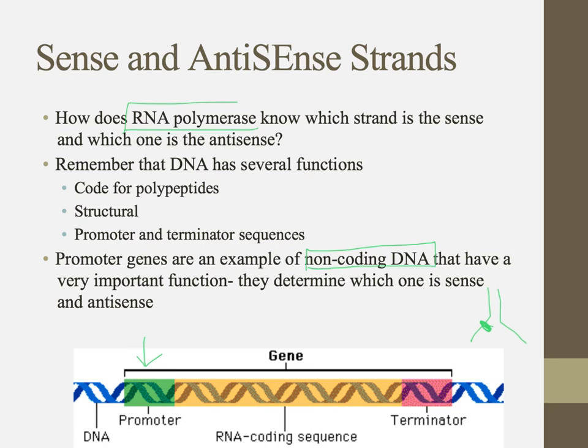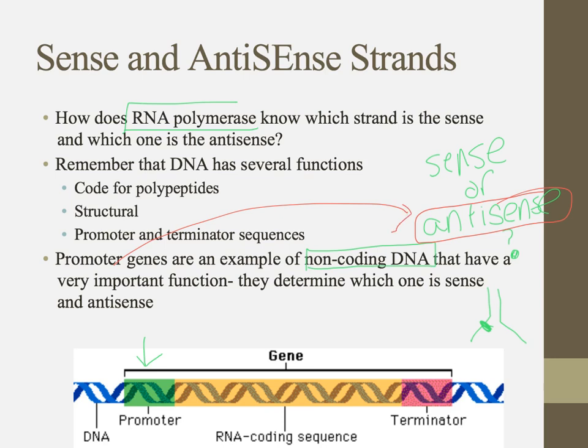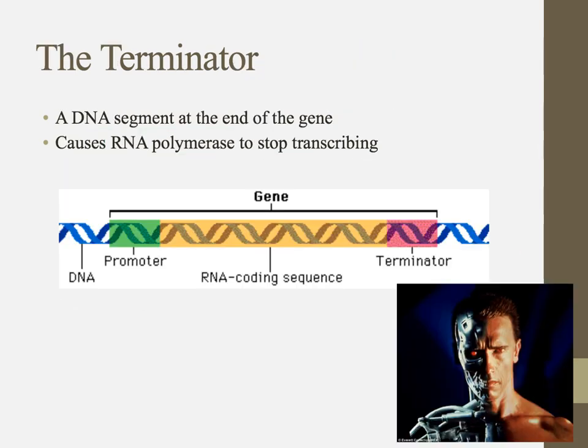Now let's think about this. Am I going to find the promoter on the sense or antisense strand? Well, think about it. The promoter is going to be on the strand that's actually getting transcribed. So we know that the antisense strand is the one that gets transcribed. And so that's going to be the one where I'm going to find that promoter piece so that RNA polymerase can figure out where it should start the transcription process. All right, so the promoter is here at the beginning.